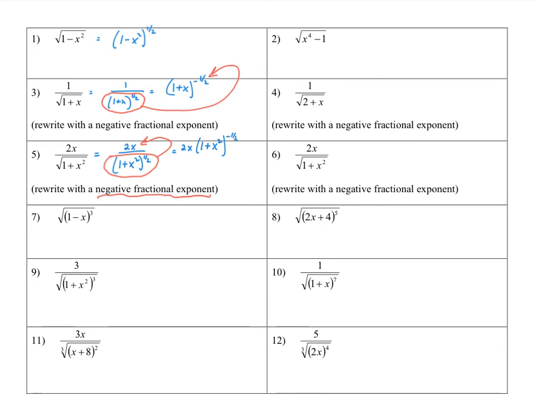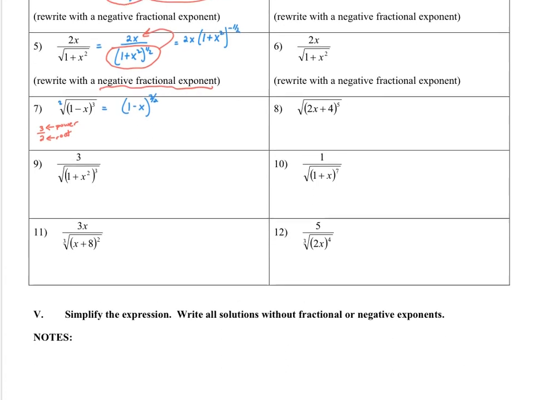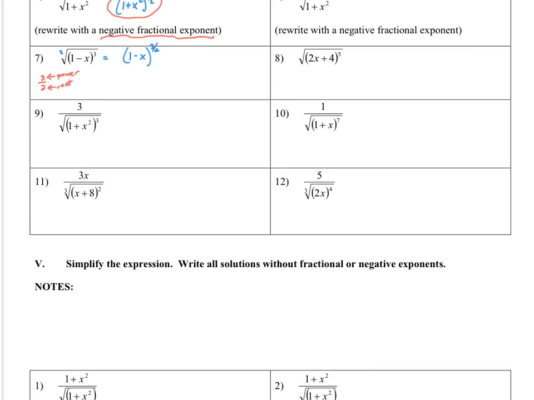Number 7, we're going to rewrite the square root of 1 minus x cubed. That's the same thing as 1 minus x to the 3/2 power. Number 9, it says 3 divided by the square root of 1 plus x squared cubed. That's equal to 3 divided by 1 plus x squared to the 3/2 power.